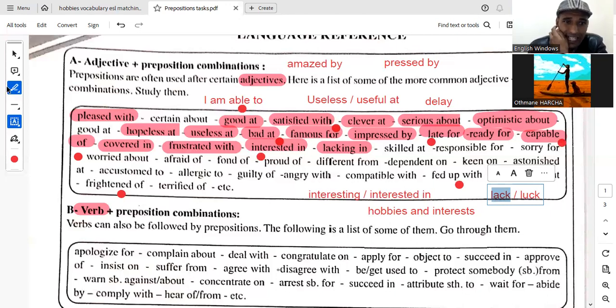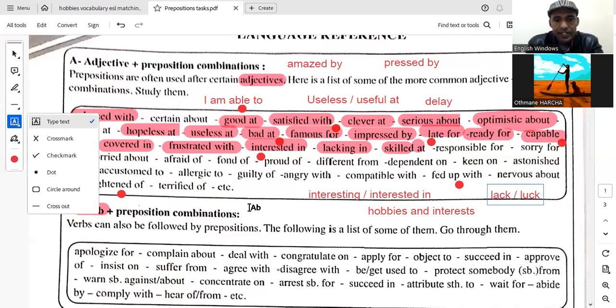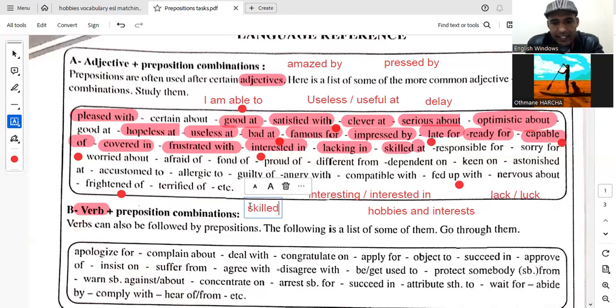Right, okay, so let's see the next one: skilled at. C'est la même chose que good at and so on, right? Clever at, smart at. Alors, so skilled at. We say skilled, ça veut dire talented. On dit aussi talented.